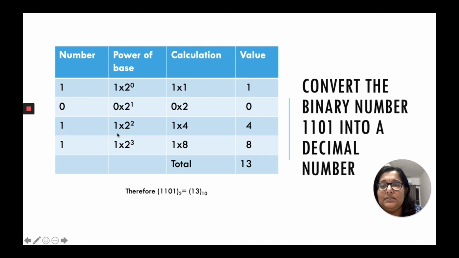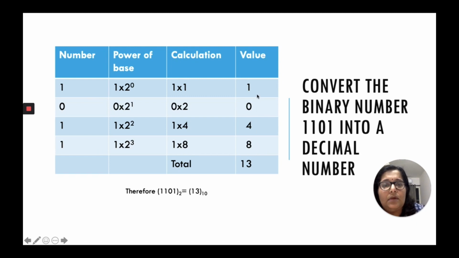The next digit is multiplied by 2 raised to 2 or 2 squared. 2 squared is 2 into 2, that is equal to 4. So 1 into 4 is equal to 4. Please understand one more time, 2 squared or 2 raised to 2 is 4. The next one is 1 into 2 cubed. You are increasing by 1 digit here. 2 cubed will give you 2 into 2 into 2. That is, you have to multiply 2 three times. 2 into 2 will give you 4. 4 into 2 will give you 8. So I am multiplying 1 into 8. That will give you 8 here.